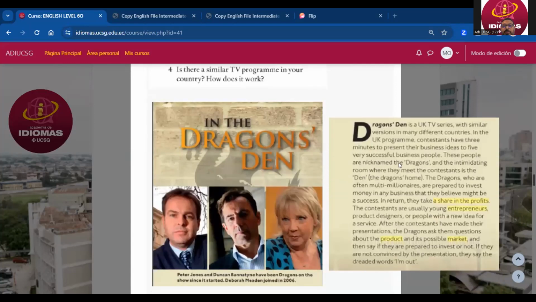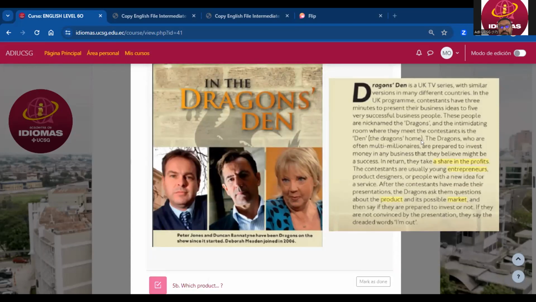So here we have it. There is the extract. Dragon's Den is a UK TV series with similar versions in many different countries. In the UK program, contestants have 3 minutes to present their business ideas to 5 very successful business people. These people are nicknamed the dragons, and the intimidating room where they meet the contestants is the den. Yeah, the dragon's home.